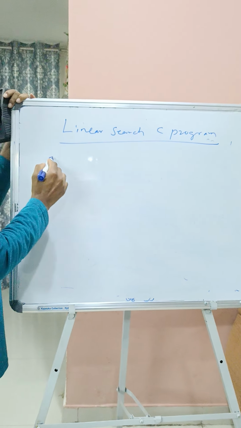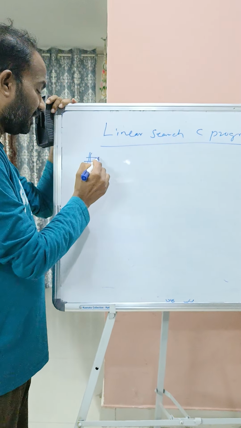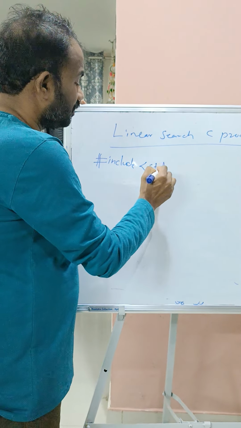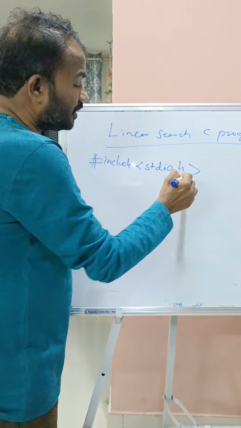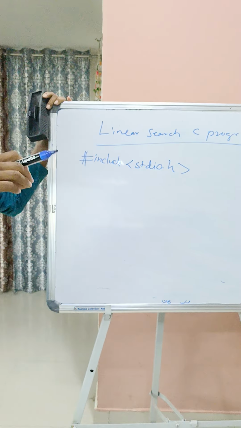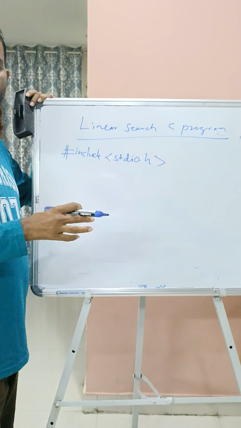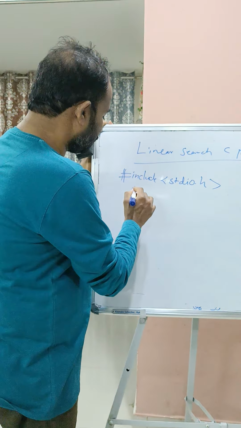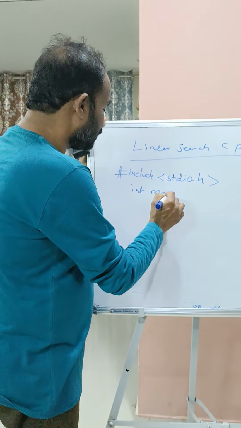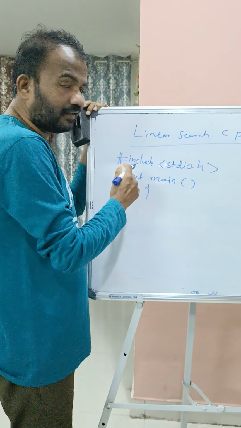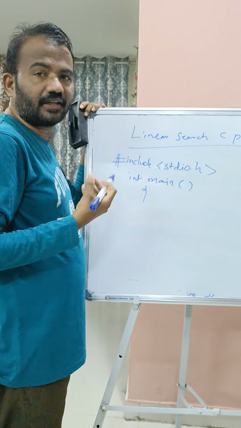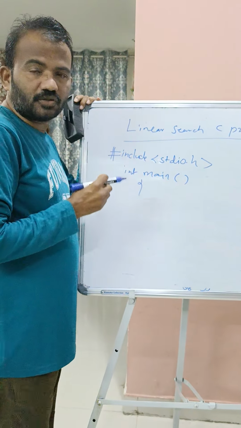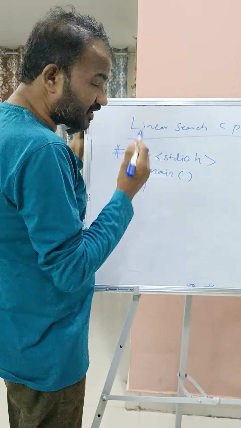So what is the first step in the C program? #include <stdio.h>. Why are we taking this first line? Because whenever we need to use printf and scanf statements in the program, first we need to include this library file. Right? Next, int main. Int is a return type. Suppose we are returning an integer value, then we have to take int main.